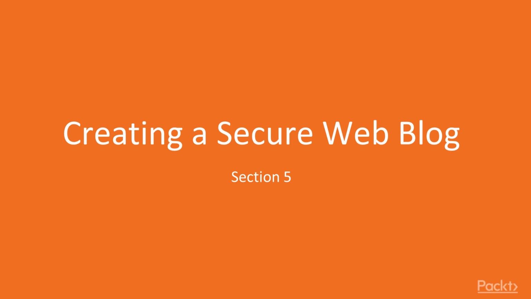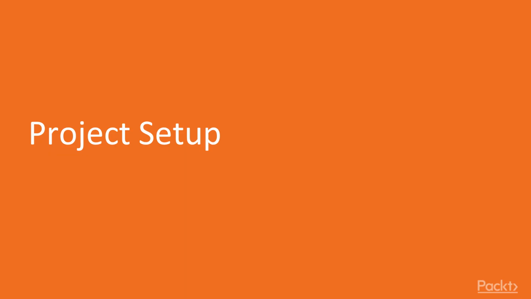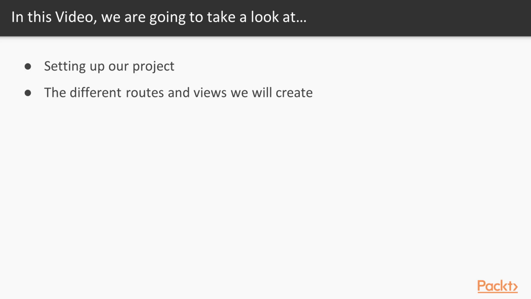I'm your instructor, Mohammed, and in Section 5, we will be creating a secure web blog. In this section, we are going to take a look at creating a secure web blog using Node.js, OAuth with Passport for authentication, creating models with Mongoose and MLab, sending email notification with NodeMailer and SendGrid, deploying our application to Heroku, project setup. In this video, we are going to take a look at setting up our project.